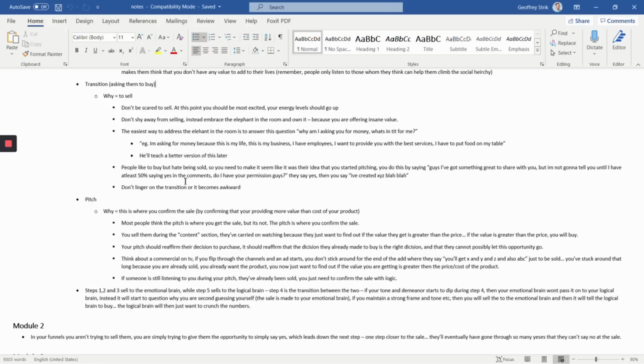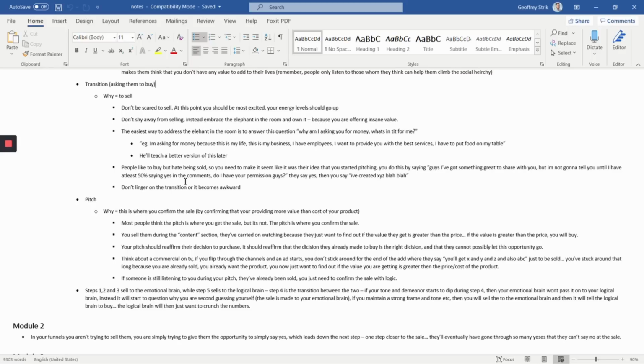It should reaffirm that the decision they've made to buy is the right decision and that they cannot possibly let this opportunity go. Think about a commercial on TV. If you flip through channels and an ad starts, you don't stick around for the end of the ad where they say you'll get X and Y and Z and also ABC just to be sold. You've stuck around that long because you're already sold and you already want the product. You now just want to find out if the value you're getting is greater than the price of the product. So if someone is still listening to you during your pitch, they've already been sold.